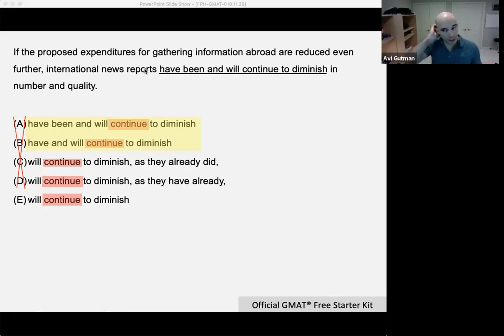Robert, in the meantime, can you type up in your own words in the chat box what the word continue means? Just in your own words. What does the word continue imply? Maddie, what's wrong with the verb tense in A and B? I think you might be onto it.